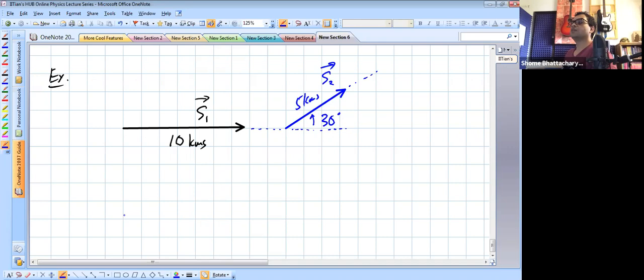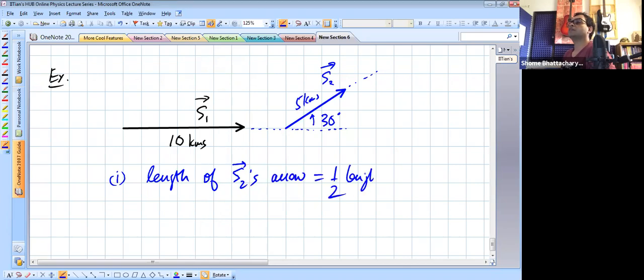Okay. Then what should happen? First of all, the length of S2's arrow should be half of the length of S1's. In a proper diagram, I should actually measure this and make this exactly half. But here we are making a symbolic representation, so you understand what I mean by length being proportional to the magnitude. If this arrow represents 10 kilometers, then an arrow which is half its length should represent 5 kilometers.